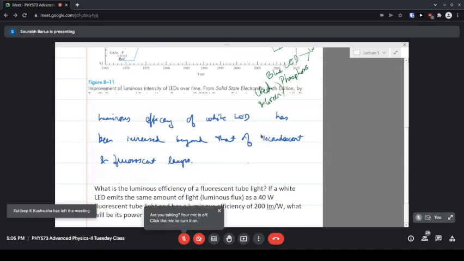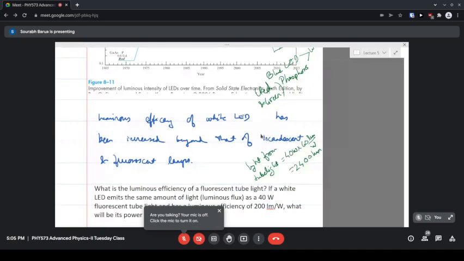For a 40-watt fluorescent tube light, what will be the luminous flux? Yes, sir. A tube light has a luminous efficiency of 60 lumens per watt, and the power of the tube light is 40 watts. So that will be 2400 lumens. Is this clear? Yes, sir.